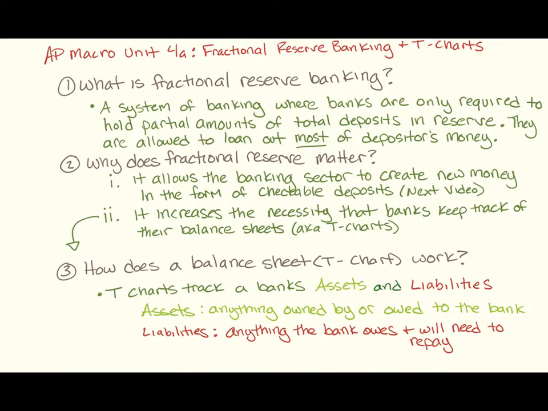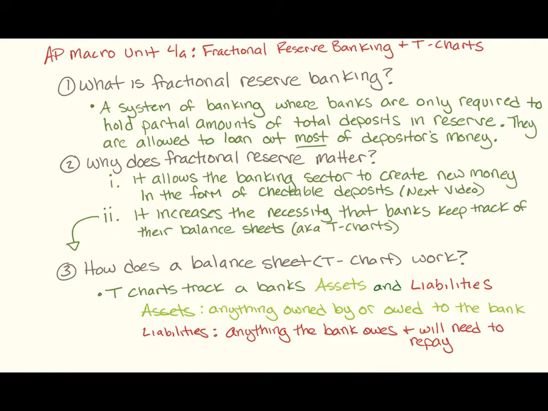One of the reasons we need to do basic accounting is because the fractional reserve banking system makes our system fairly complicated and potentially more risky than non-fractional systems. Question number 3 is, how does a balance sheet or a T-chart work? Essentially, this is accounting 101. All we're going to do is separate the things the bank has into two columns. They're going to be assets on the left-hand side, liabilities on the right-hand side.